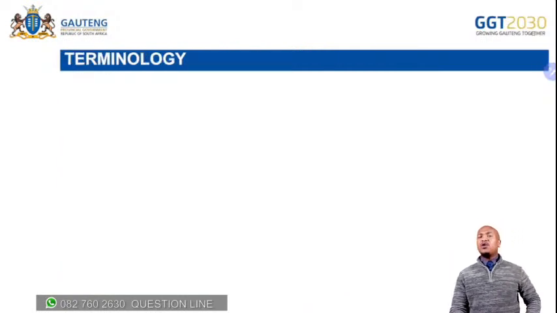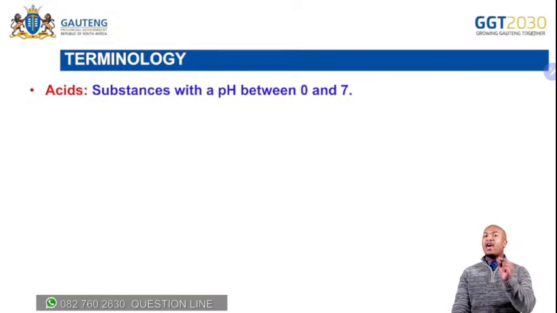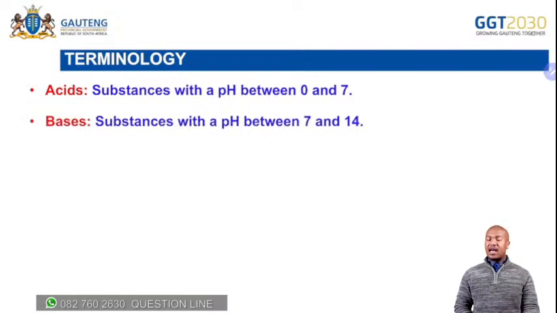Terminology. Terminology is so important so that you can understand the concepts of the topic. So let's look at the terms that we have then. We have acids, right? We said acids are substances with a pH between 0 and 7. Now mind you, between 0 and 7, right there in between. Also, bases are substances with a pH between 7 and 14. It doesn't say from 7 to 14, but between 7 and 14.